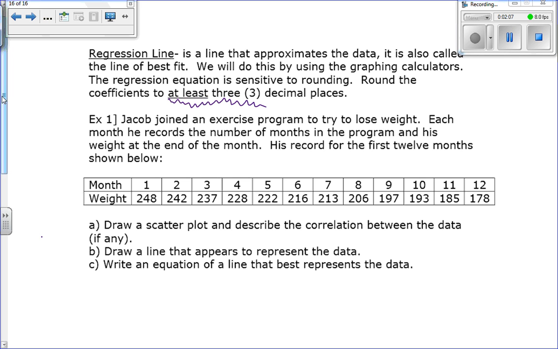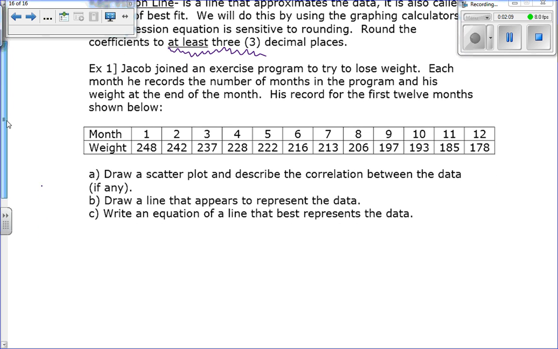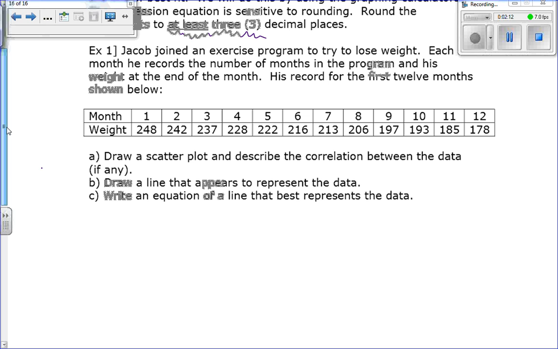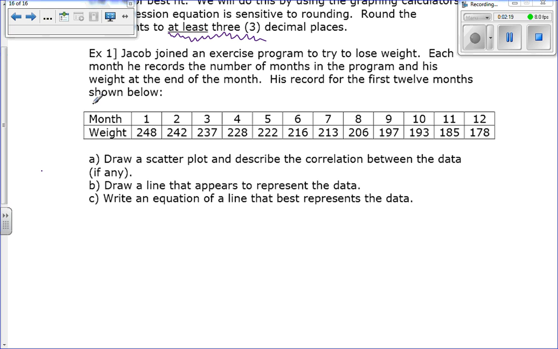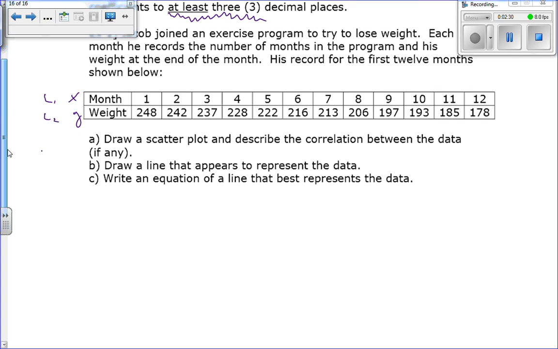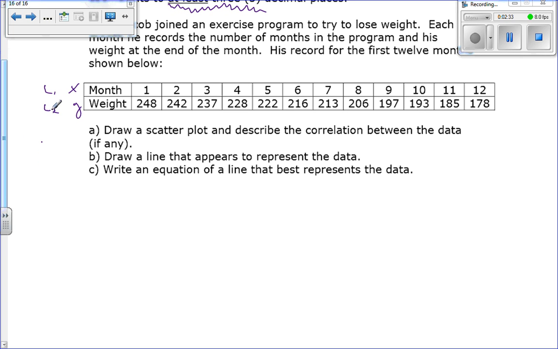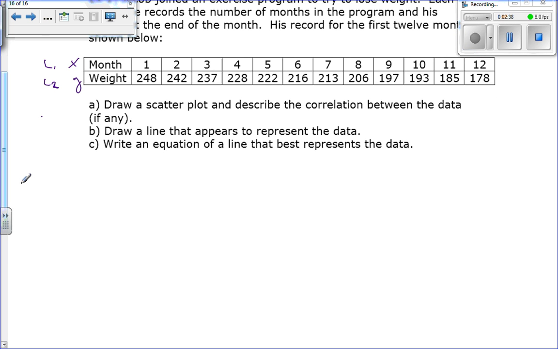So let's try this. Jacob joined an exercise program to try to lose weight. Each month he reports the number of months in the program and his weight at the end of the month. His record for the first 12 months is shown below. The top line is always X, the bottom line is always Y, which means this is always L1 and this is always L2. Try a scatter plot and describe the correlation between the data, if any. Well, a scatter plot is just a graph.